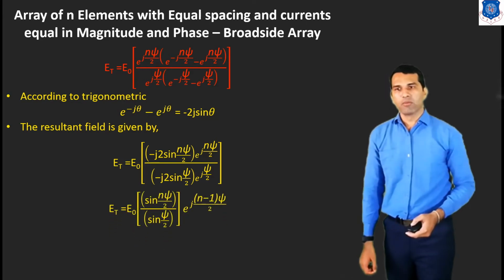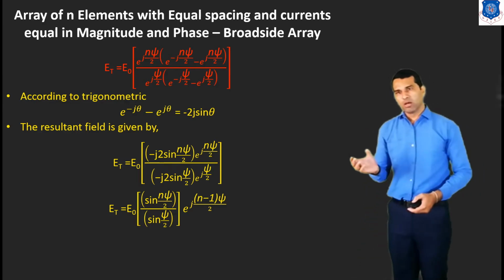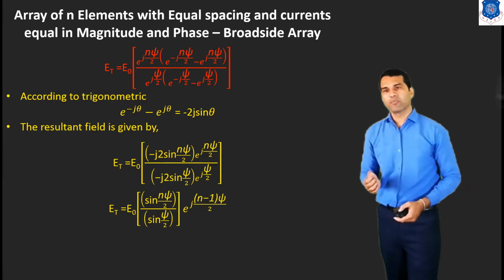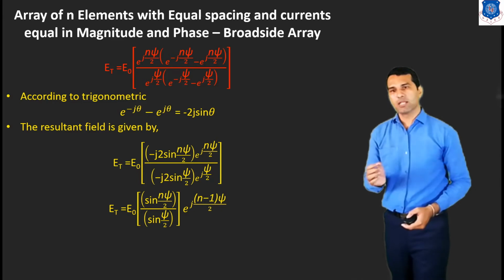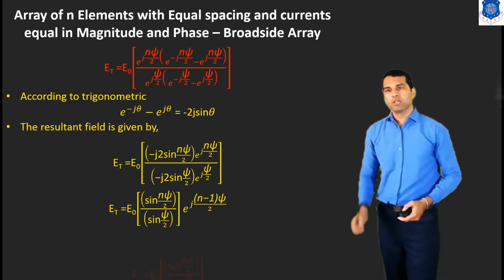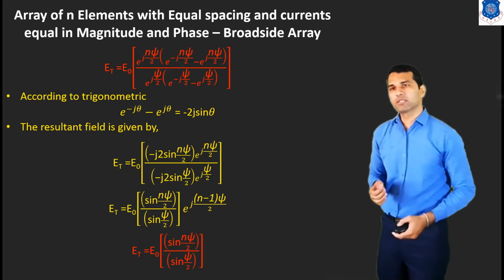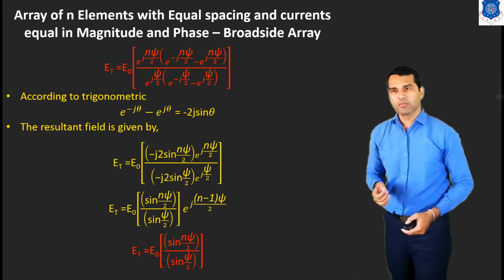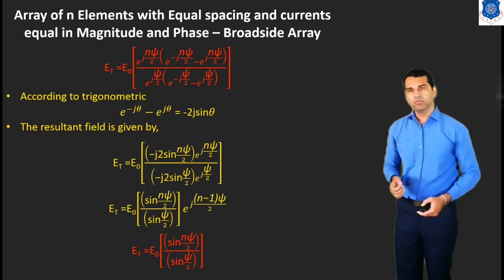Now we take this e raised to j term, and in this field we can write e raised to j(n minus 1) psi by 2 as common. And for the magnitude of this electric field, we can write Et is equal to E0 sine n psi by 2 upon sine psi by 2.